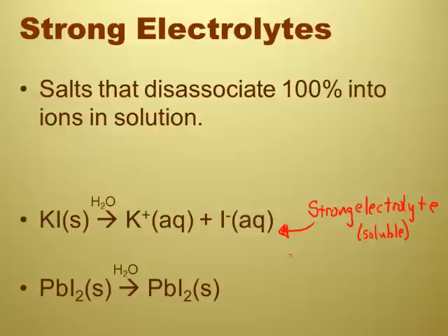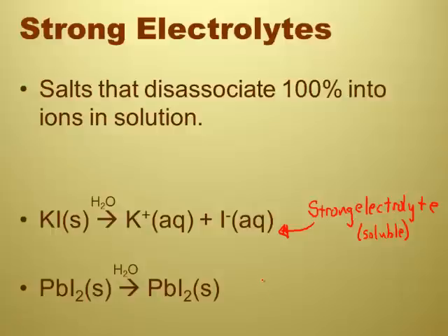Well, let's see now. According to the solubility rules, it's soluble. Potassium is a group 1A element, so it is definitely soluble. So if it's a soluble salt, it's going to be a strong electrolyte. If it's a strong electrolyte, it's a soluble salt.